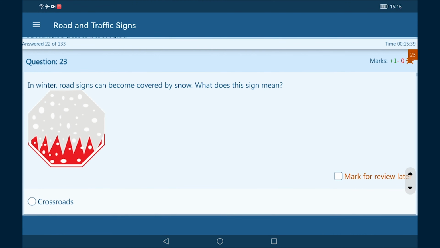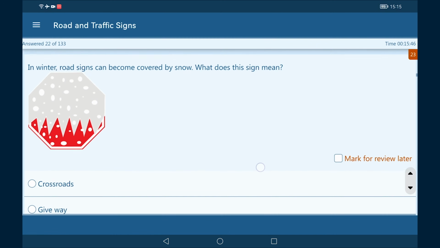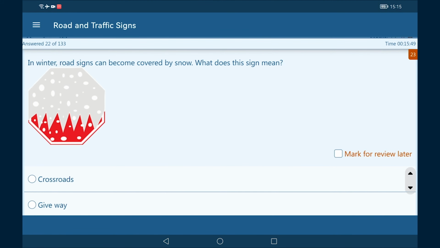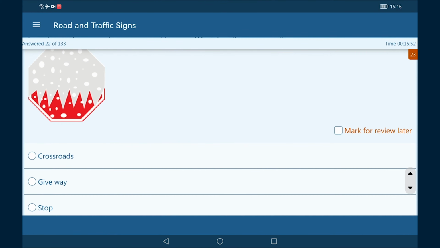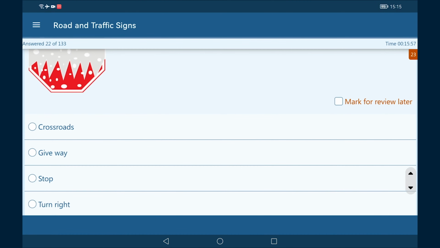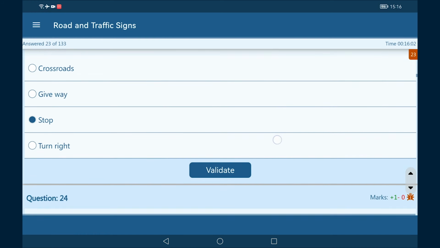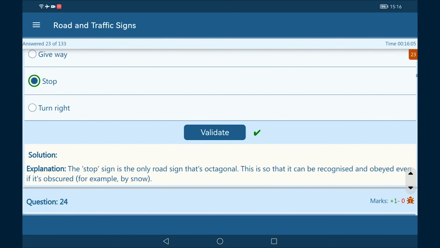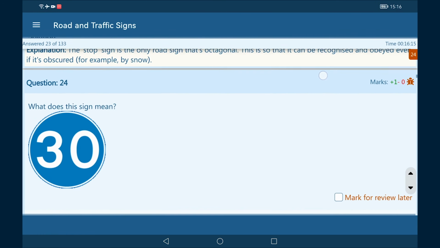Question 23. In winter, road signs can become covered by snow. What does this sign mean? Option 1, crossroads. Option 2, give way. Option 3, stop. Option 4, turn right. The correct answer is Option 3, that is, stop. Explanation. The stop sign is the only road sign that's octagonal. This is so that it can be recognized and obeyed, even if it's obscured, for example by snow.